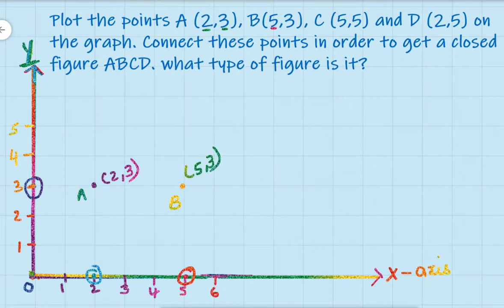Next point is C (5, 5). Again come to 5, and from here you will get a point at 5 on the y-axis. This is C (5, 5). Then D (2, 5). First come to the x-axis, that is 2. This point is 2, and then you have to come to the y-axis at 5. From 5 and 2, when you draw perpendicular lines, you will get the point D here. This point is D, and it is (2, 5).